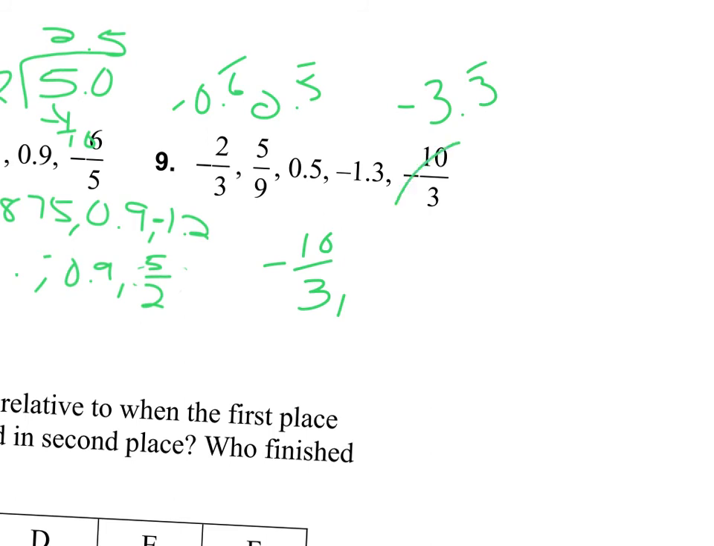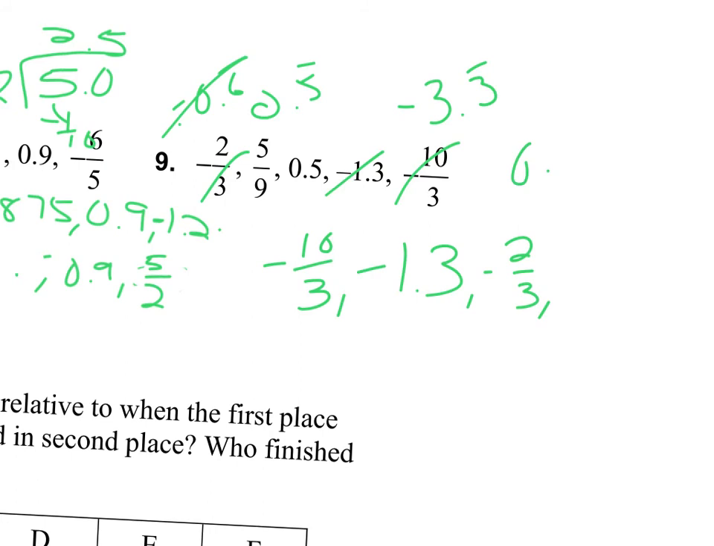Then next, negative 0.6 is not next. Negative 1.3 would come next, because it's farther away from 0. Then we go to negative 0.666 repeating, which would be negative 2/3. Then we look at these two.